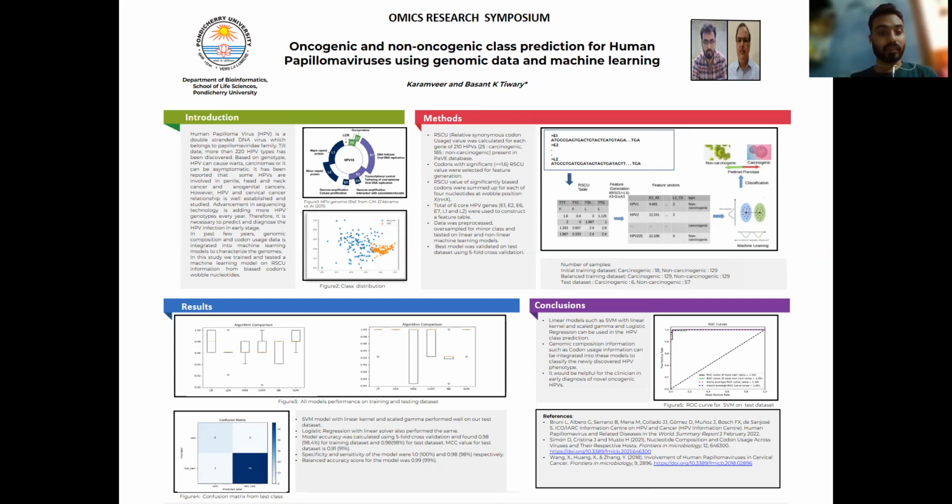Based on their genotype, they can be lethal as they can cause penile cancer, head and neck cancer, and other anogenital cancers. And some of them are asymptomatic. However, the HPV and cervical cancer relationship is well studied and well established.